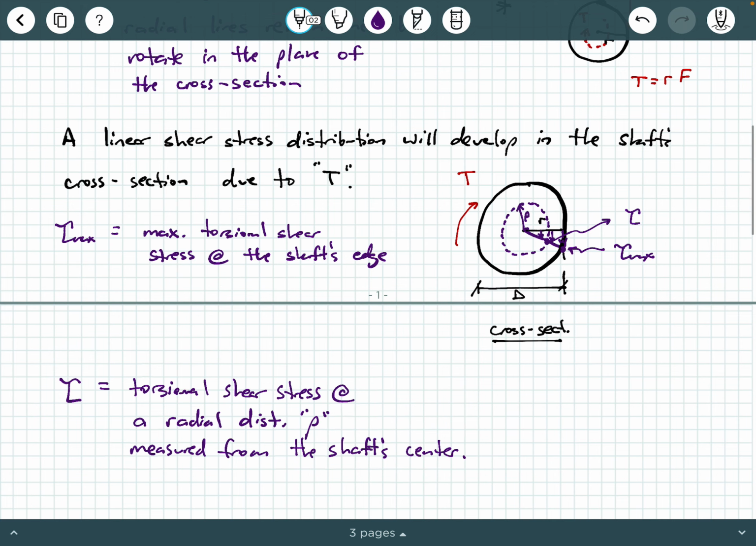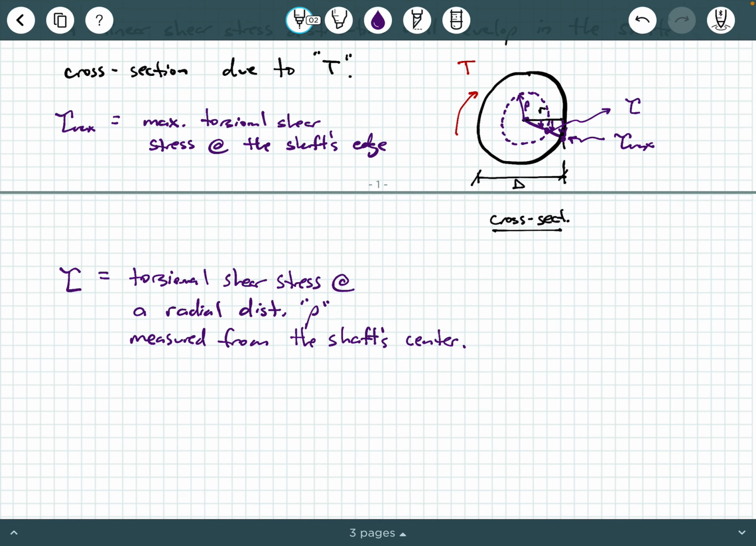Okay, so how do we actually calculate these? How do we calculate tau or tau max? Well, here's how we do it. We're going to say that tau equals T times rho over J. That's our quick handy formula. T is the torque moment, internal torque moment at the point along the shaft you're interested in. So that's our red T right here. Rho is that radial distance. Rho is measured from the center of the shaft to whatever distance you're interested in that's within the shaft. And then J is something called the polar moment of inertia.